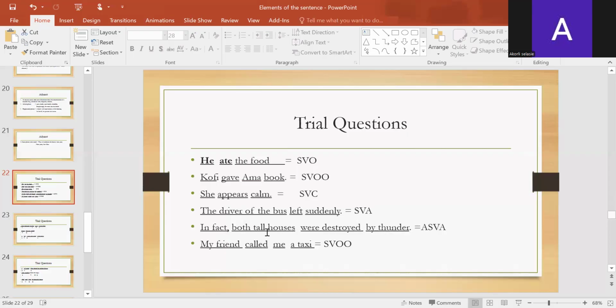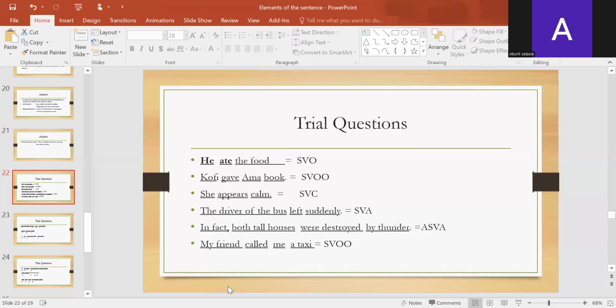Both tall houses, subject. Were destroyed is a verb. All this constitutes a verb. By thunder, remember this is a preposition. By thunder, so it's what? Adjunct. In fact, it's also an adjunct. By thunder is a prepositional phrase. We mentioned this some few minutes ago.